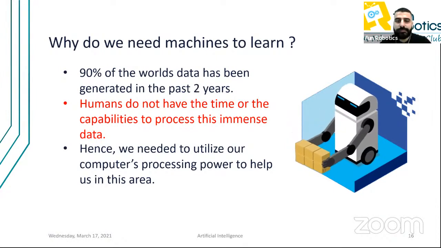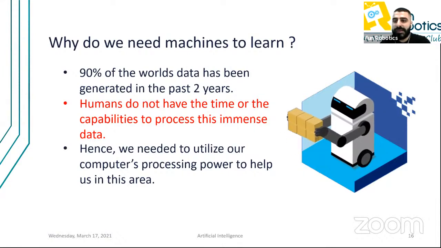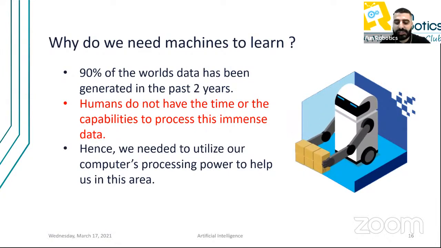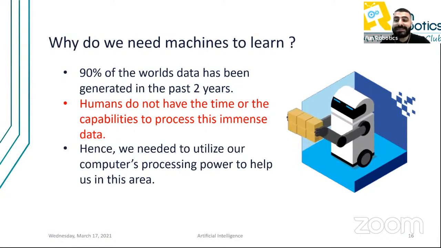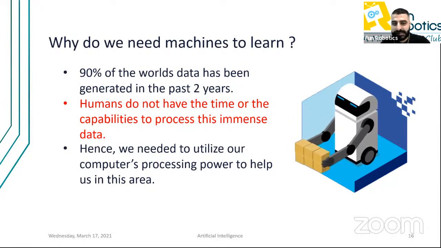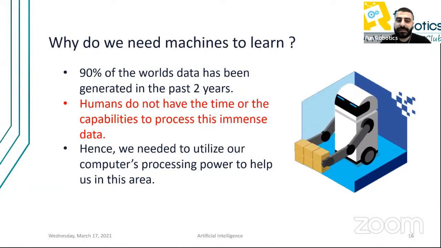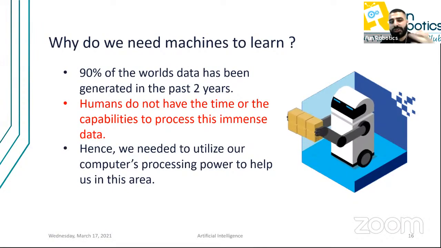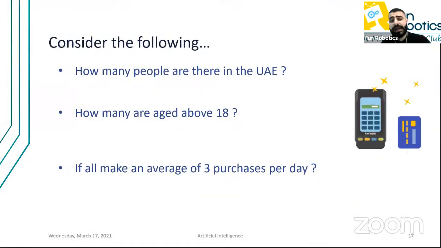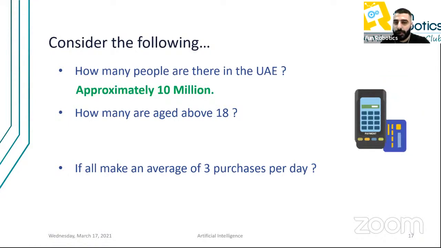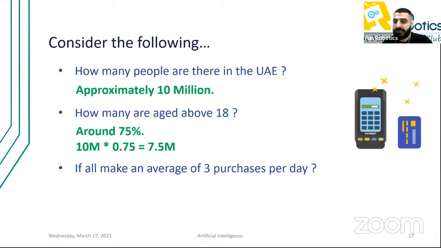So let's take an example. 2 years ago, let's say we had a million data. Of course, we had much more, but let's just assume we had a million. 2 years later, we had 10 million, so a 90% increase. Humans don't have the time or the capability to process all of this data. Let's give you an example. How many people are in the UAE today? Let's approximate and say it's 10 million, round up. How many are aged above 18? Let's assume it's 75% of the 10 million. So 7.5 million people are aged above 18 in the UAE.